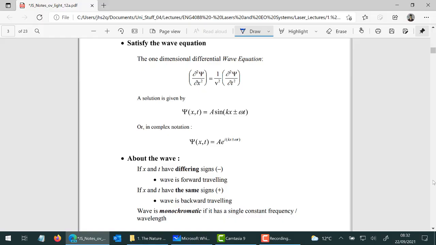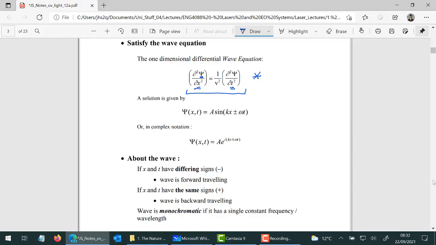And one of the things that waves should do is satisfy the wave equation. So here is the wave equation, and it relates the variation of that wave, its amplitude phi, as a function of x and t. In other words, how does it vary as it travels through space and time? What are the spatial variations and the temporal variations?